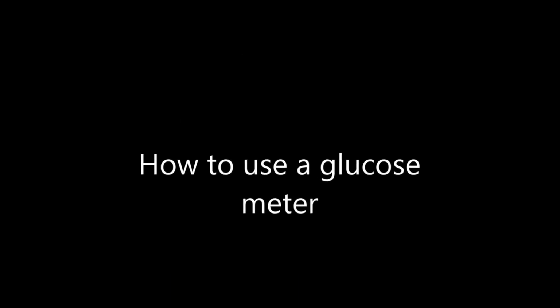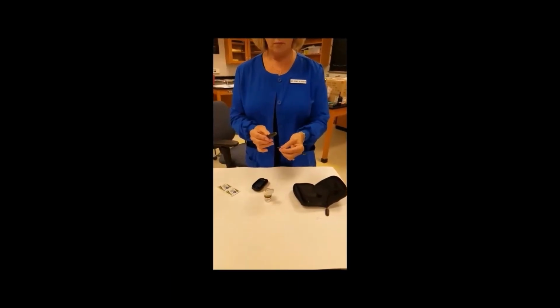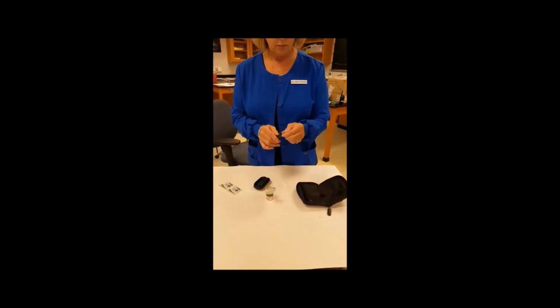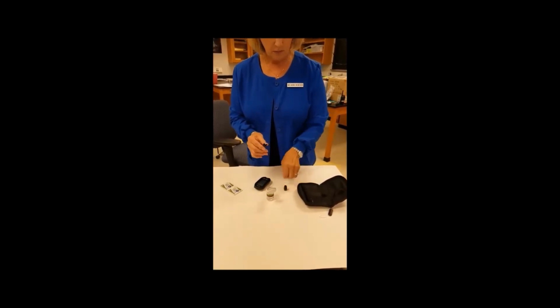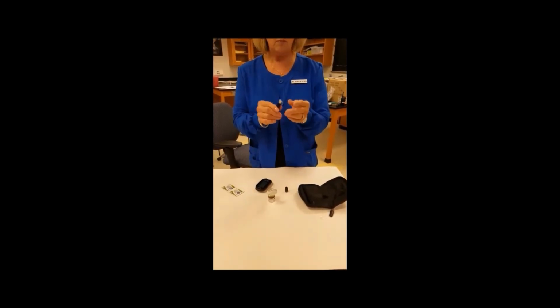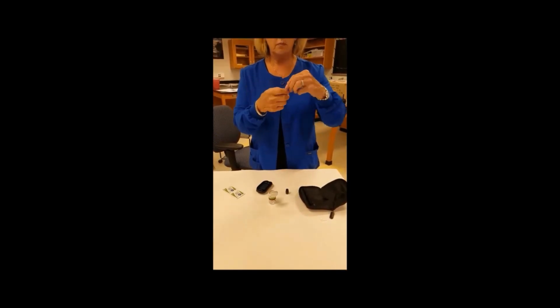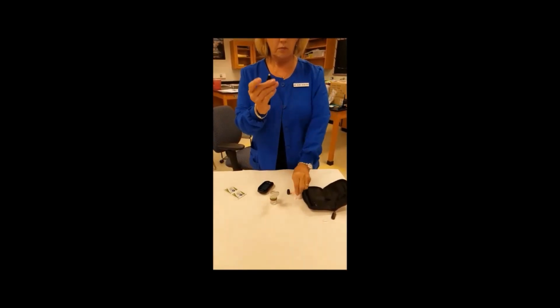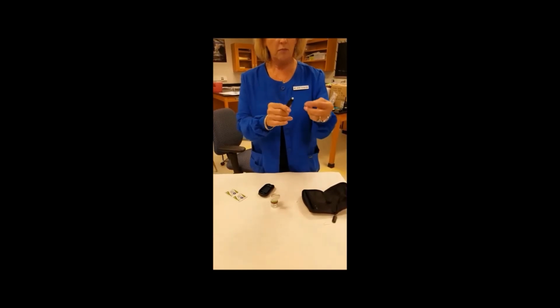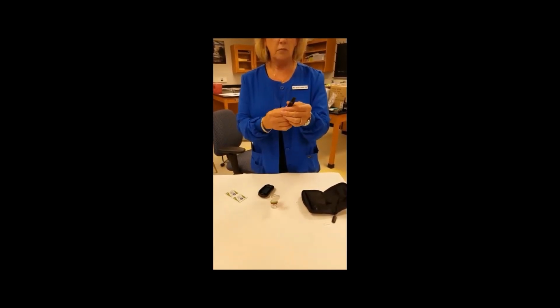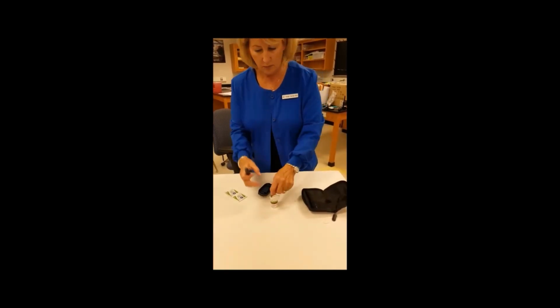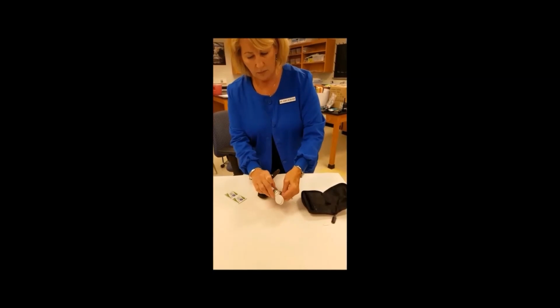How to use a glucose meter. Wash hands with soap and water. Open lancing device and put needle in. Take cap off needle. Put cover back on lancing device. Cock lancing device. Put test strip in meter.